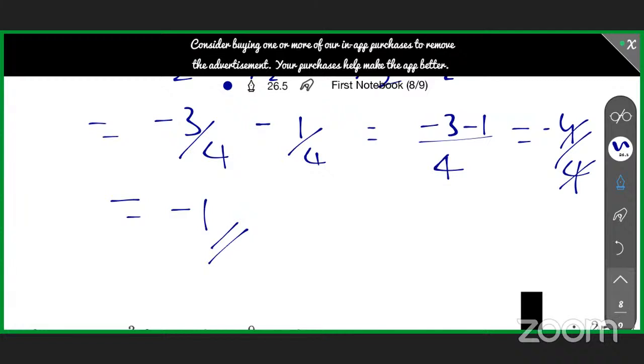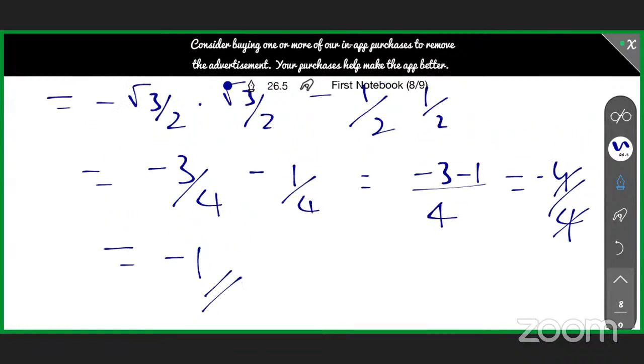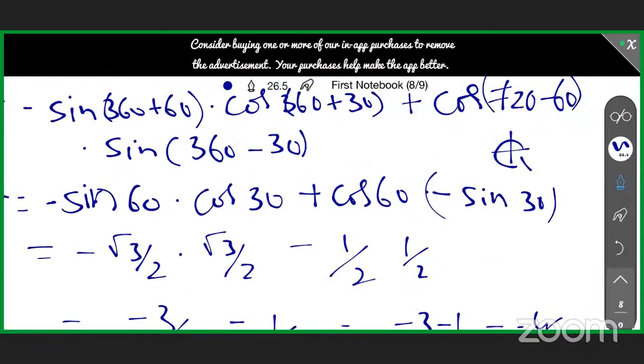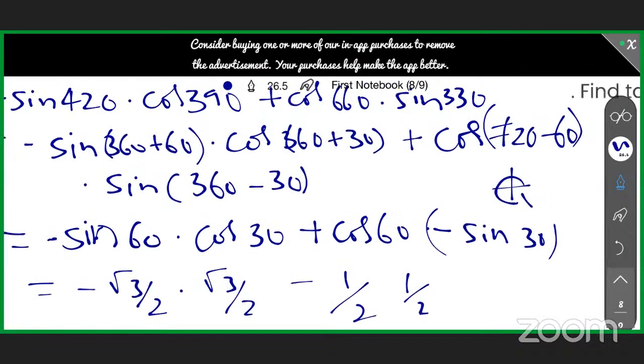Okay. Now, since we are dealing with IIT and JEE Mains, I already told you we are learning a few formulas. The formulas that you know: sin square theta plus cos square theta is equal to 1. 1 plus tan square theta is equal to secant square theta. 1 plus cot square theta is equal to cosecant square theta.